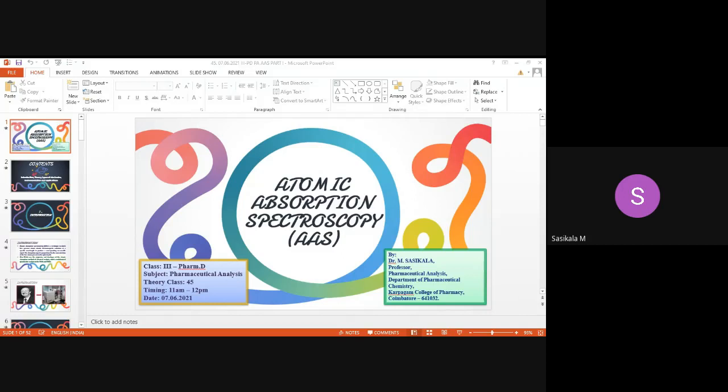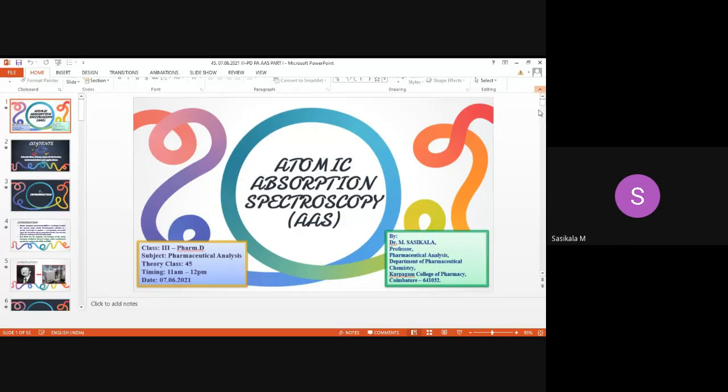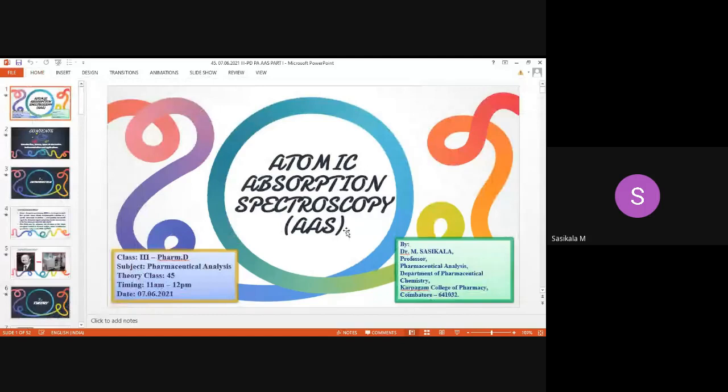Now what we are going to see is atomic level absorption spectroscopy. So it is called atomic absorption spectroscopy. So now the second category of spectroscopy we are going to see is atomic absorption spectroscopy. Can you see the slides? Okay. So atomic absorption spectroscopy may be called AAS. AAS means atomic absorption spectroscopy.